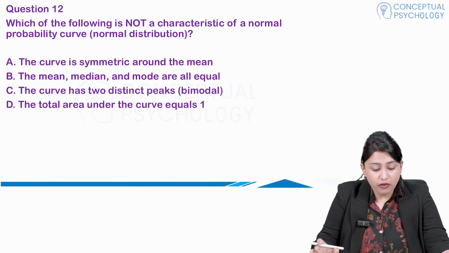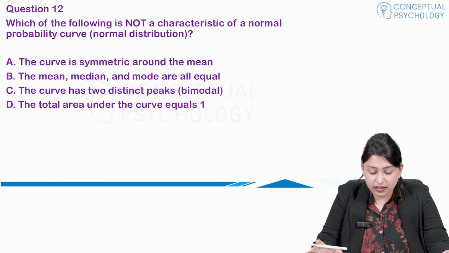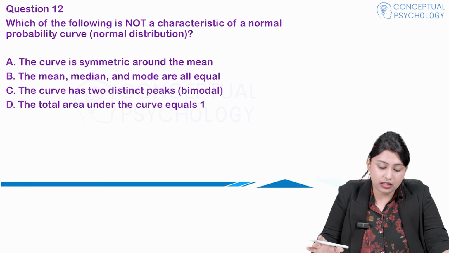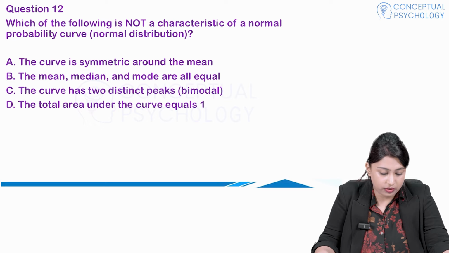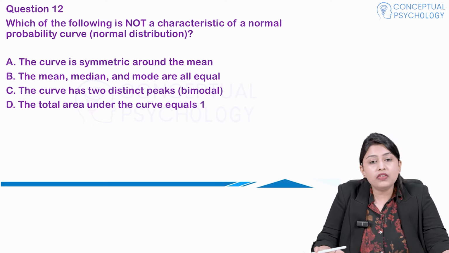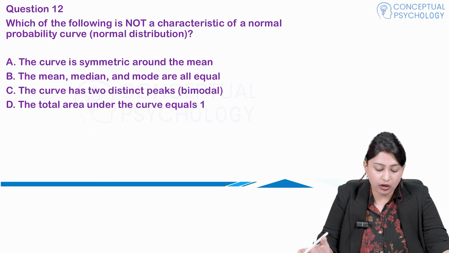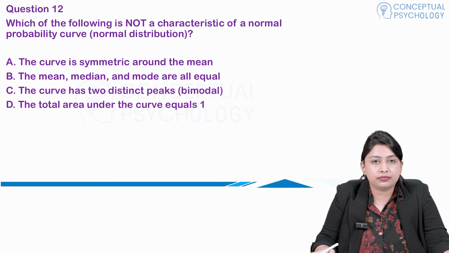So, which of the following is not a characteristic of a normal probability curve, which is a normal distribution curve? A, the curve is symmetric around the mean. B, the mean, median and mode are all equal. C, the curve has two distinct peaks, which is bimodal. And D, the total area under the curve equals 1.